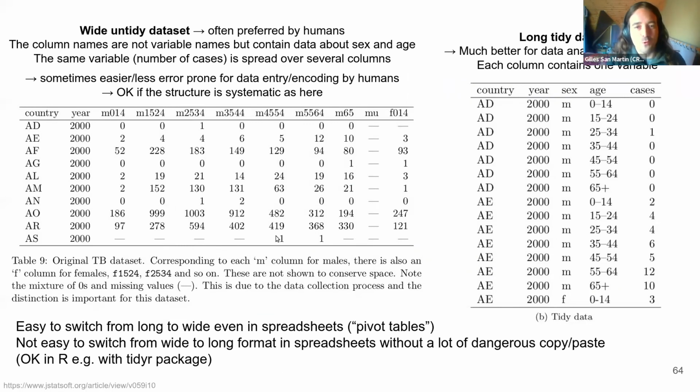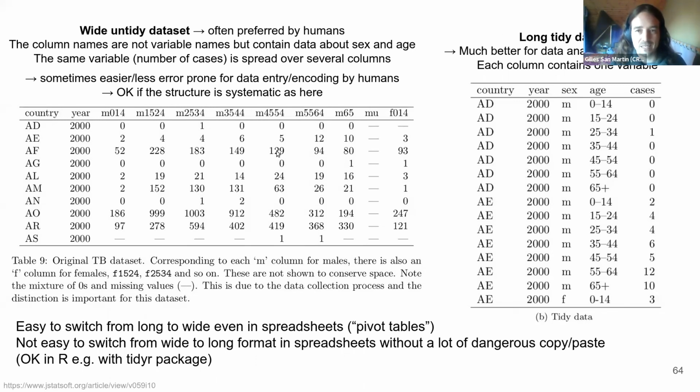So to give you a more practical example, this is typically what we call a wide untidy data set. It is untidy because you can see that here in the columns, this is not really the name of the variable. In fact, this is data. M is for male, so it's the sex, and the number is in fact the age. It's between 0 and 14 years, between 15 years and 24 years, etc. Typically, humans prefer this kind of wide format for several reasons, but this is not really handy to do the data analysis. So generally, you should prefer a long format.